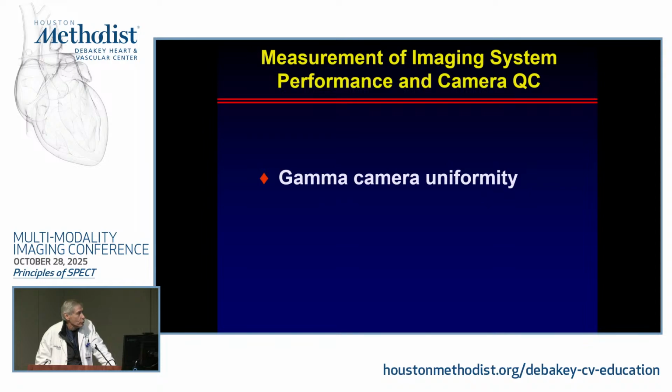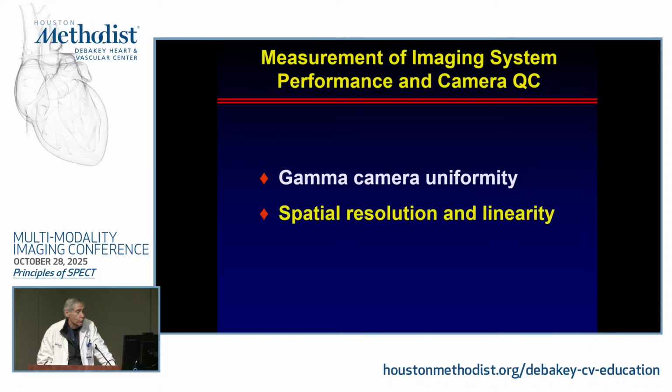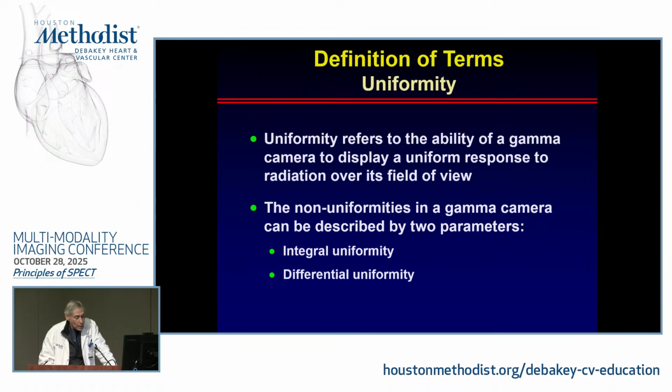All right, so there are other issues besides what we've talked about so far in terms of the gamma cameras. There's also this thing called gamma camera uniformity. There's spatial resolution and linearity, and there's the center of rotation. Uniformity refers to the ability of a gamma camera to display all the different information uniformly across the face of the camera, across the face of the sodium iodide crystal. If you have non-uniformities, it can create artifacts and it can lead to a lot of misinterpretation.